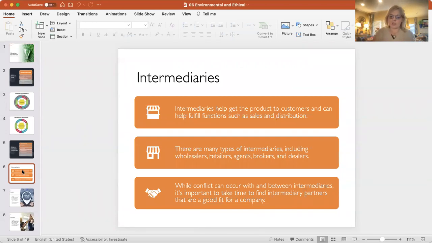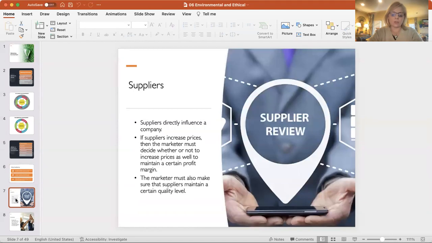Intermediaries, what are these? Well, they help get the products to the customers, right? There are different types of them. It can be retailers, brokers, agents, and dealers, a lot of different types that can help from the point of manufacture all the way to the end point of getting it to the customer. Sometimes there can be conflicts between these. So we want to make sure that these intermediaries and these suppliers and vendors are great representatives of the company and a good fit for how we want to do business.